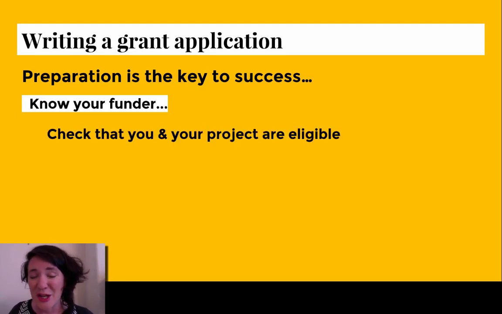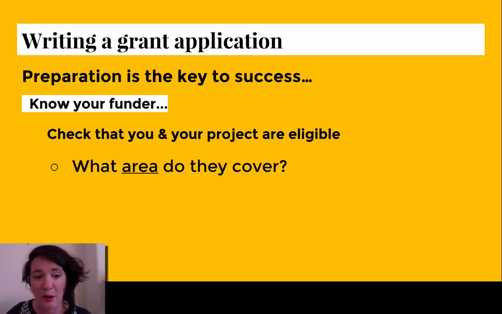That leads us on to the next part of this process, and that's about knowing your funder. So again, you need to check that you and your project are eligible to apply. This is the very first hurdle, the very first thing. There'll be a set of criteria that the funder has published, usually online, to tell you who exactly is eligible and what exact type of projects are eligible to apply.